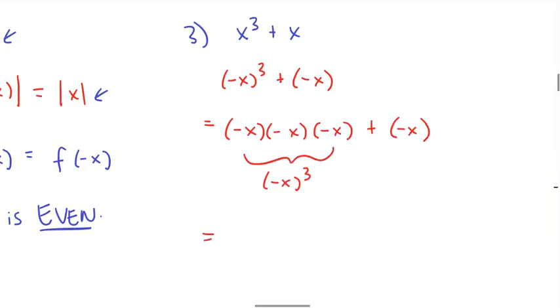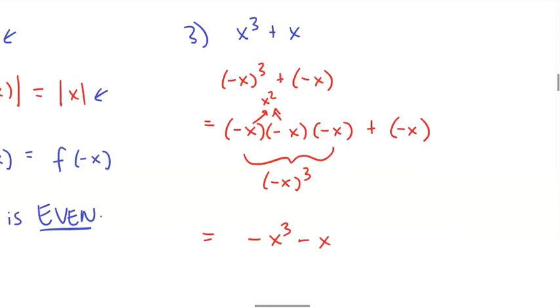Simplifying this, we know that two negatives will make a positive. So these two negative x's are just going to come out to be x squared, and then we're going to have a leftover negative x. So what we're going to end up with is negative x cubed. And then we still have this negative x. Adding a negative is the same thing as subtracting, so we're just going to have a minus x.